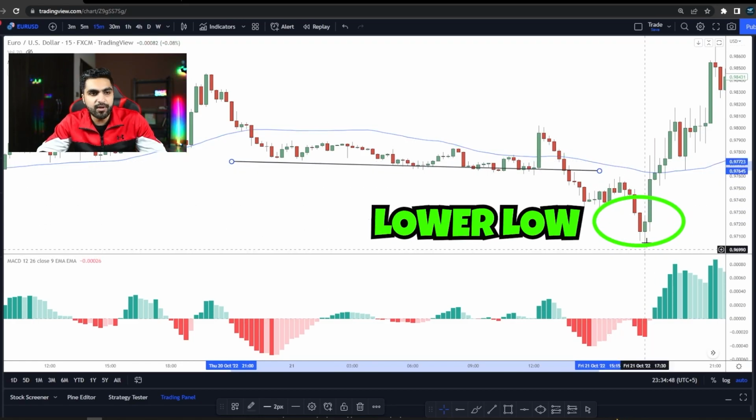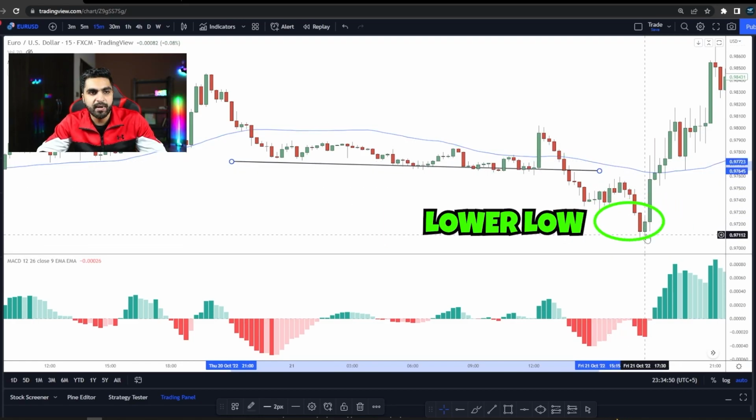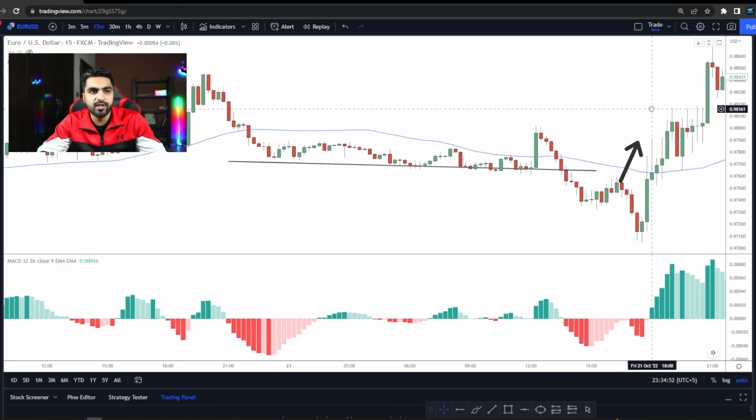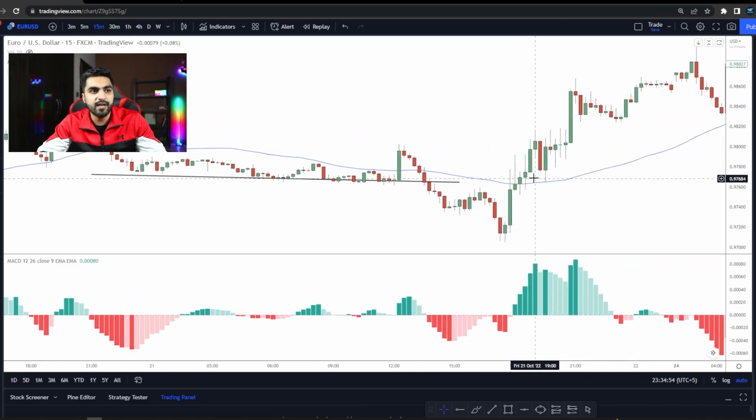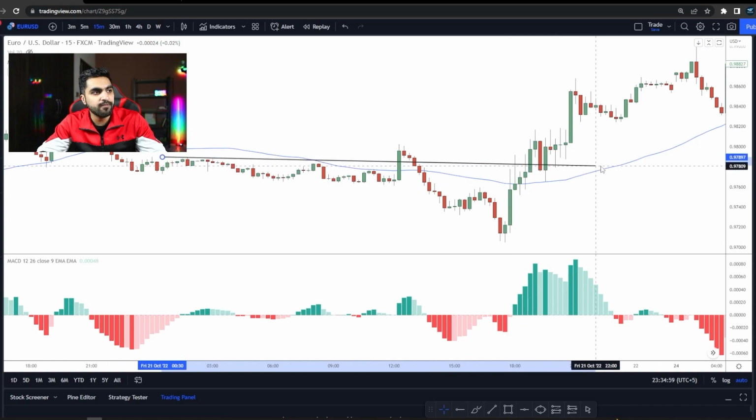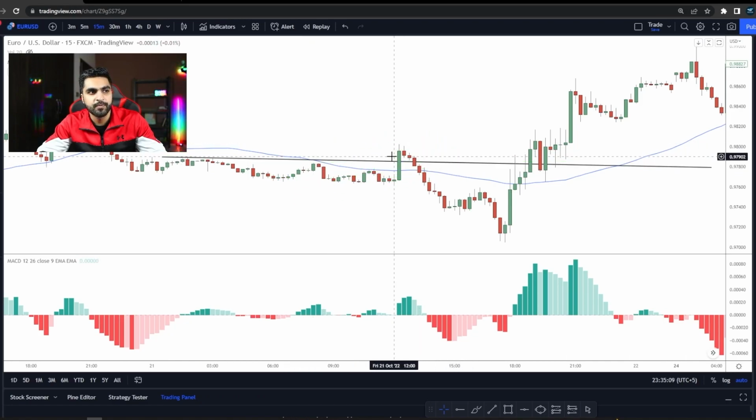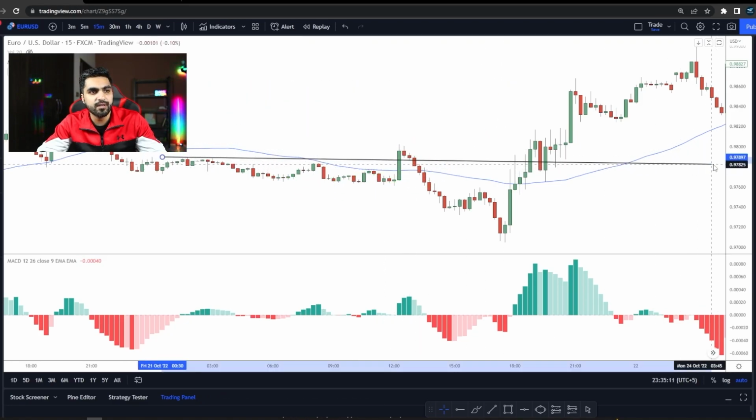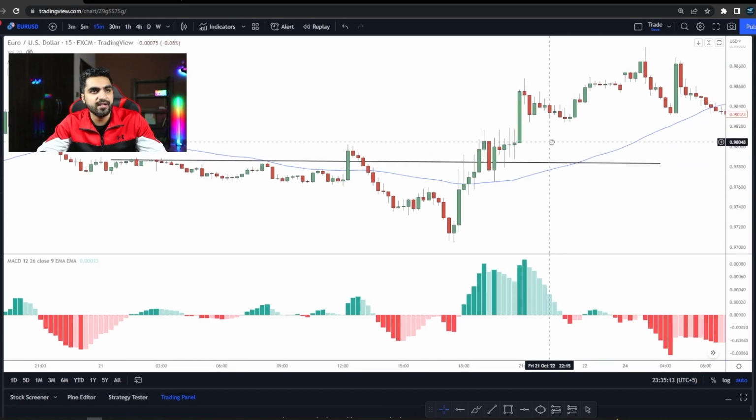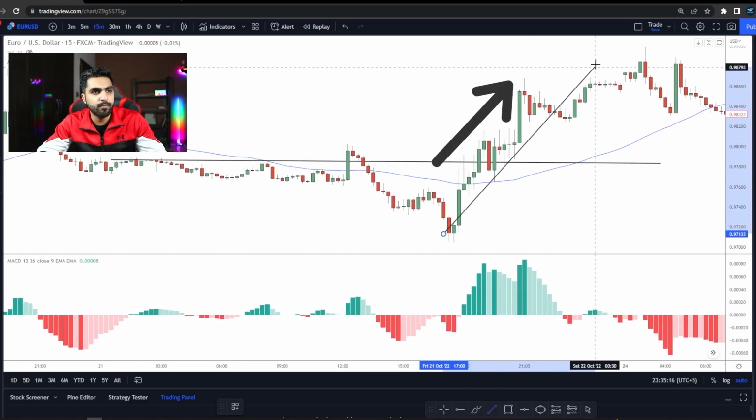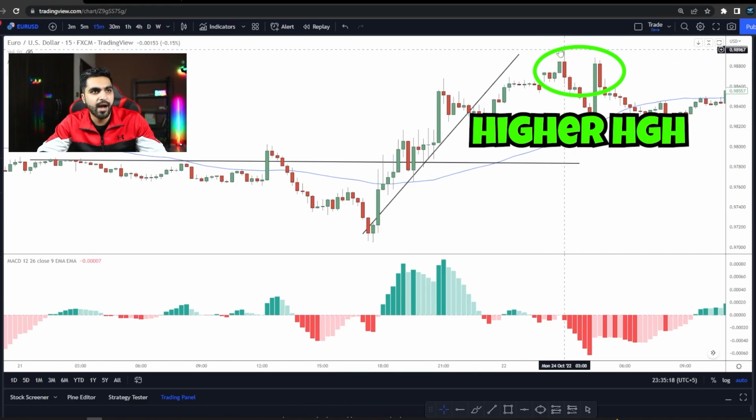But right after we created this lower low right here, buyers made a strong movement to the upside. Not only did we go higher than our 50 period moving average, but we also broke this previous big resistance that we had. There was this resistance, we tested it again, and then the third time again. So this was a big resistance. We broke it to the upside and ended up creating a big movement from here to here, and we made a higher high right here.